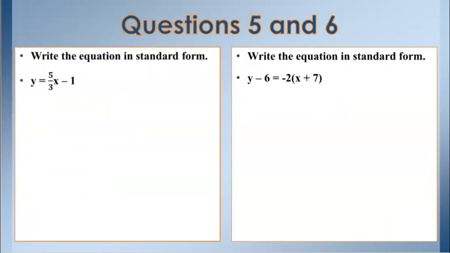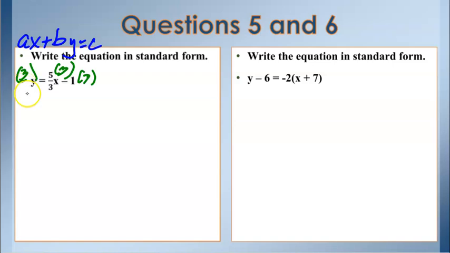Question 5. Write an equation in standard form. Now remember, standard form is an ax plus by equals c format, and a has to be positive, and a, b, and c all must be integers. So we cannot have any fractions or decimals. So here I do have a fraction. To get rid of this fraction, and I don't see any parentheses, I'm going to multiply every piece by 3.